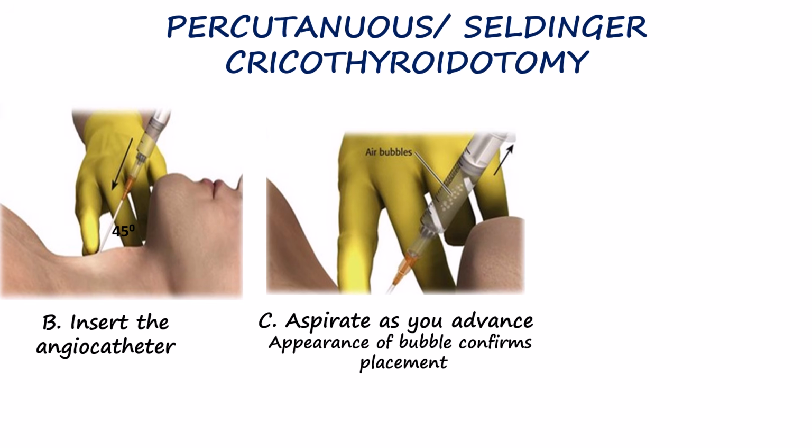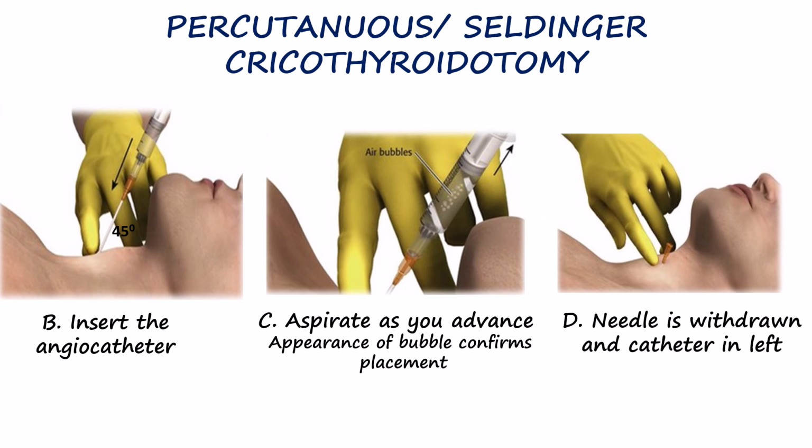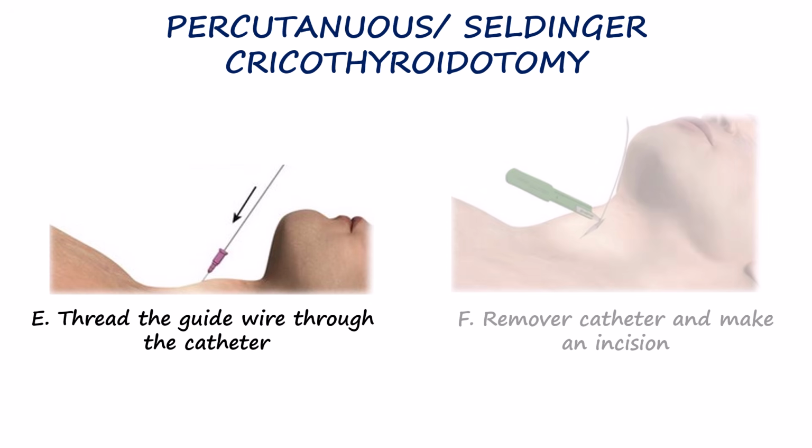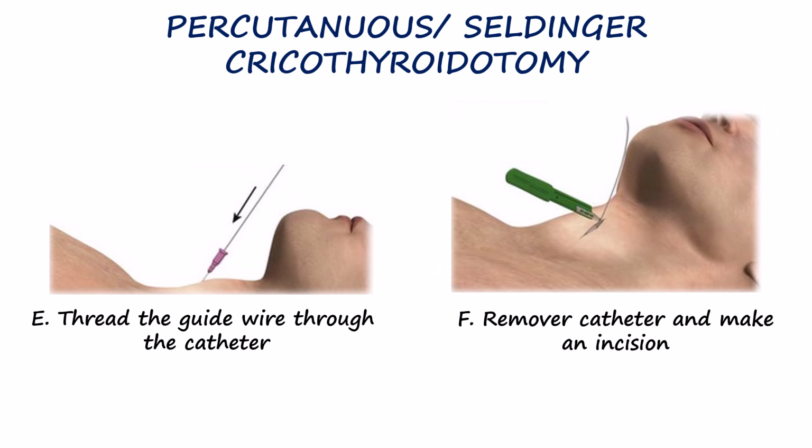Once tracheal placement is confirmed, the catheter is advanced over the needle, and the needle is withdrawn, leaving the catheter in place. A guide wire is then threaded through the catheter into the tracheal lumen, after which the catheter is removed. To facilitate passage of the airway device, a small skin incision is made at the guide wire entry site.